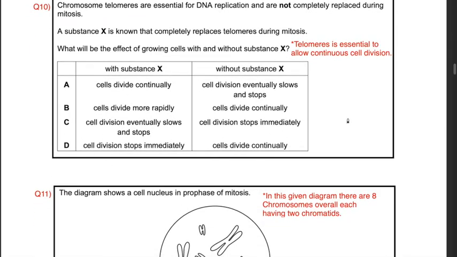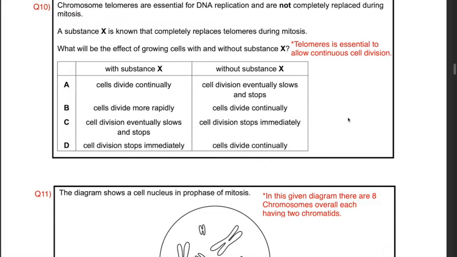Question 10. Chromosome telomeres are essential for DNA replication and are not completely replaced during mitosis. A substance X is known that completely replaces telomeres during mitosis. What will be the effect of growing cells with and without substance X? Telomeres are essential to allow continuous cell division.